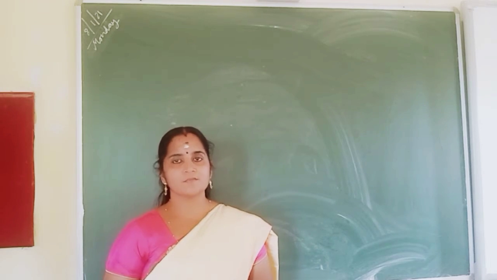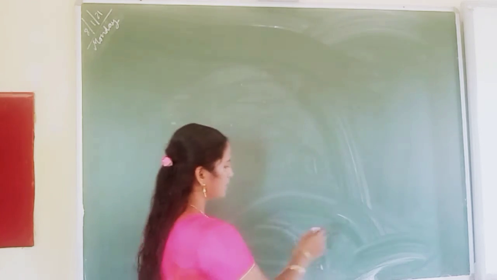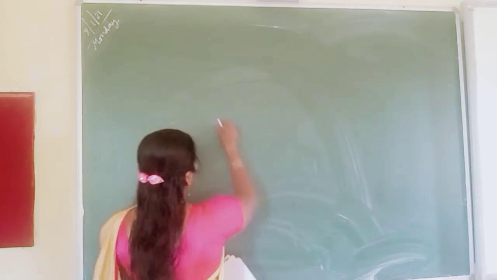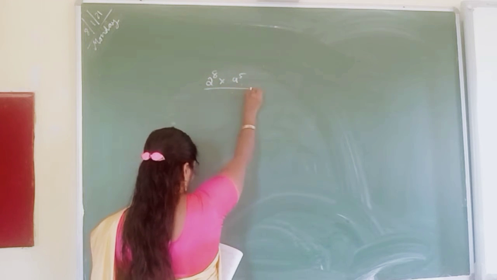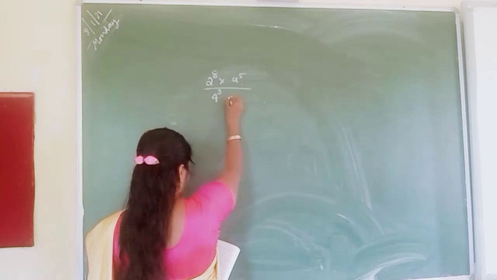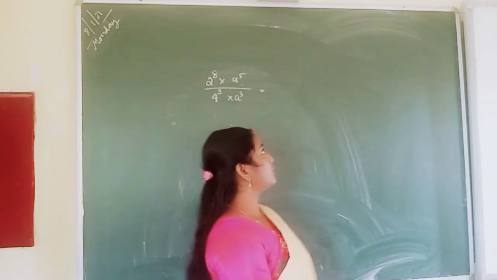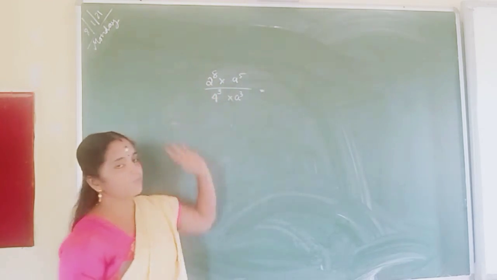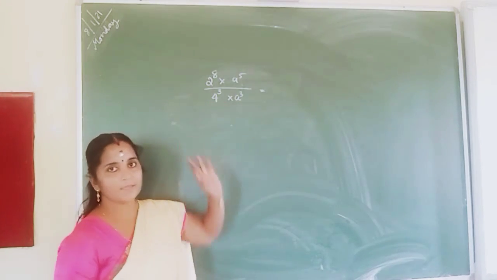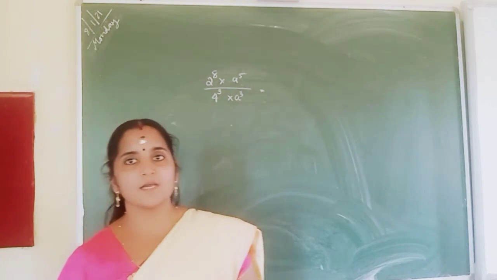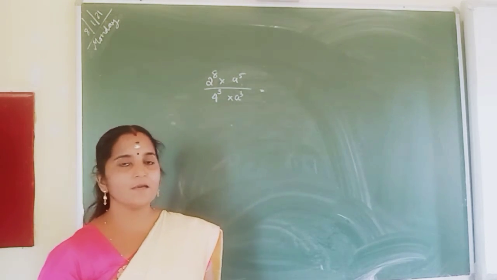Next we discuss some problems related to laws of exponents, and the first question is 2 raised to 8 into a raised to 5 by 4 raised to 3 into a cube. Here we know that in the numerator we have 2 and 8, and in the denominator we have 4 and 8. So what we do is we first convert this 4 in powers of 2. Then only we can apply the laws.